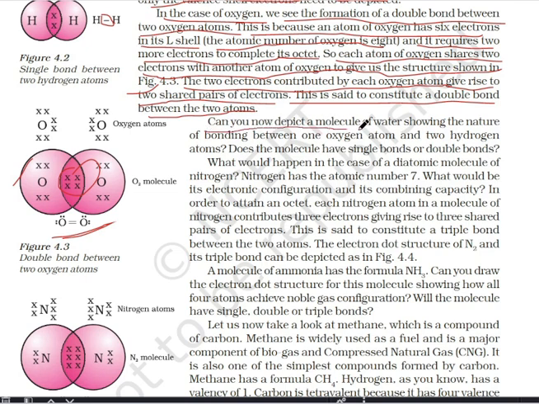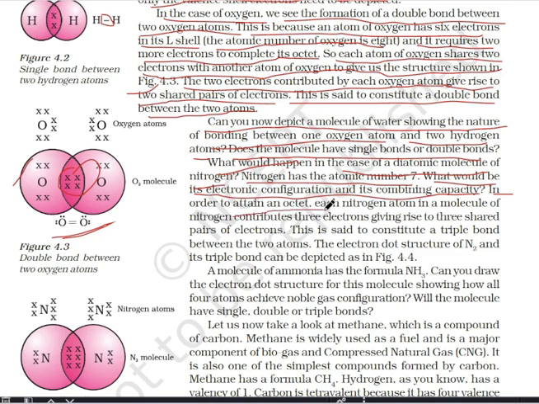Can you now depict a molecule of water showing the nature of bonding between one oxygen atom and 2 hydrogen atoms? Does the molecule have single bonds or double bonds? What would happen in the case of a diatomic molecule of nitrogen? Nitrogen has atomic number 7. What would be its electronic configuration and its combining capacity?